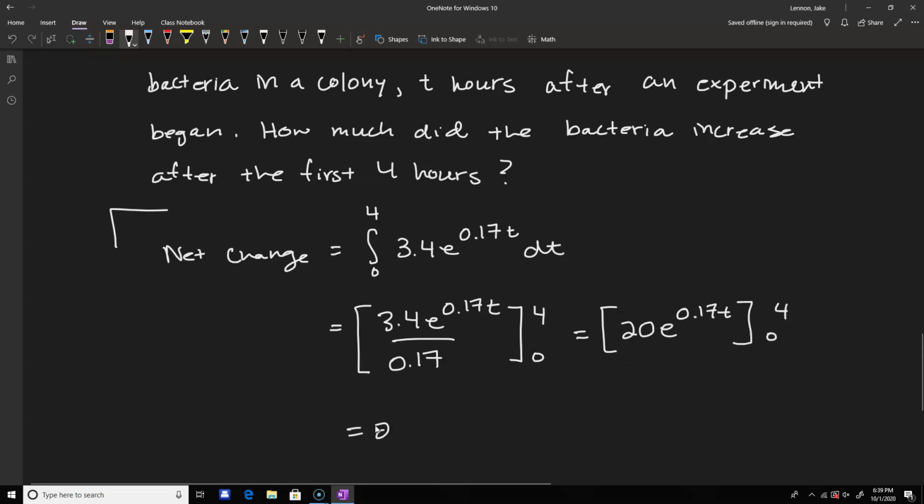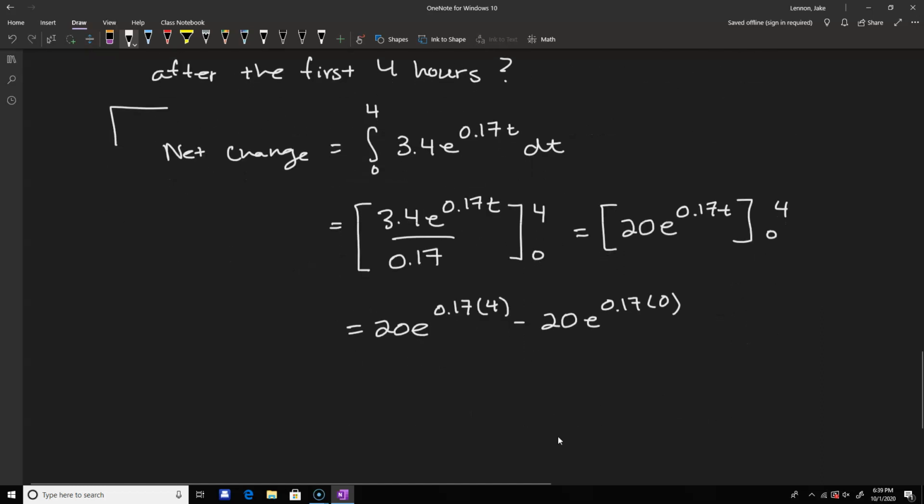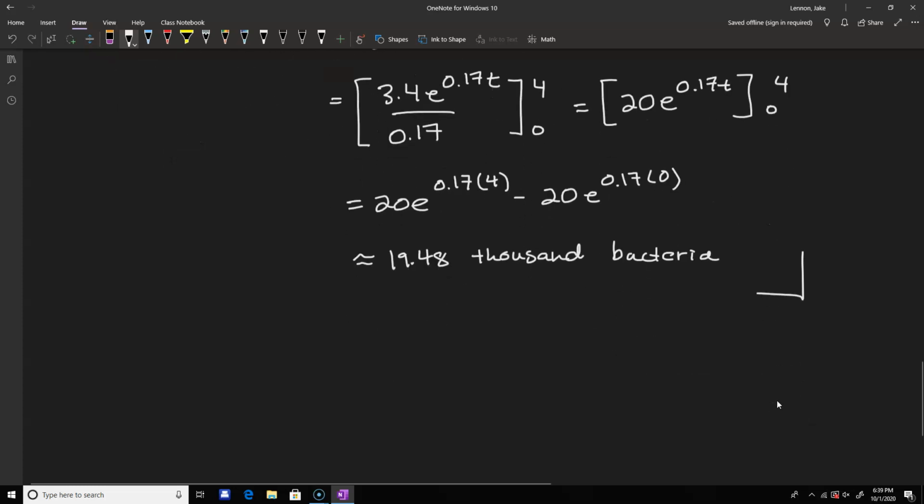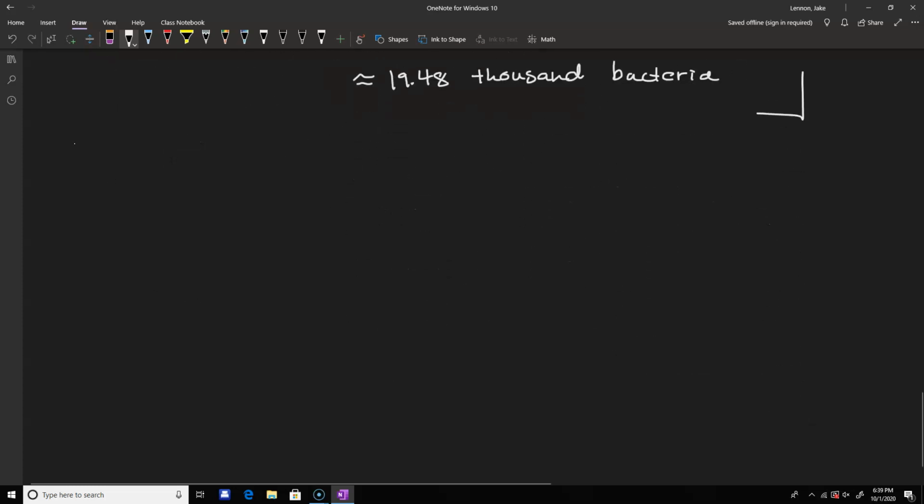So this comes out to 20e to the 0.17 times 4 minus 20 times e to the 0.17 times 0. And this, if we approximate, comes out to 19.48. And remember, this number is in thousands, so this is 19,480 bacteria. And that is it for number 5. For number 6, we're going to look at an average value.